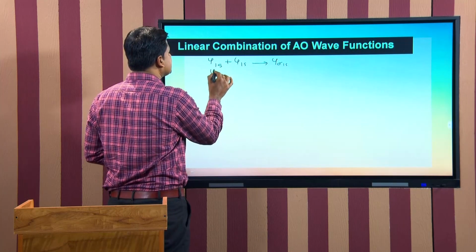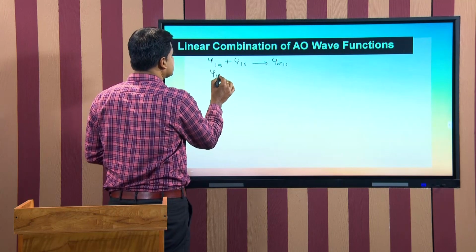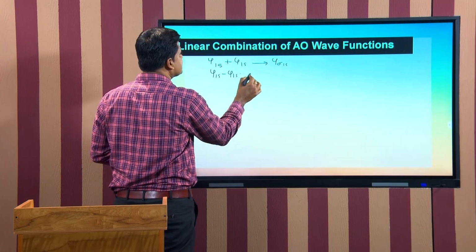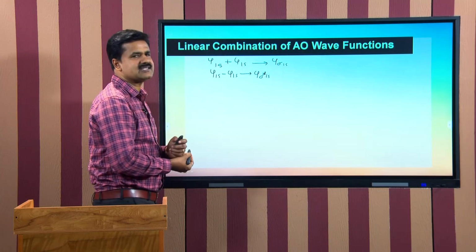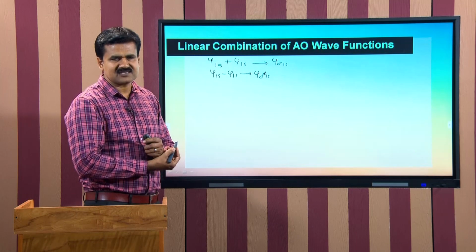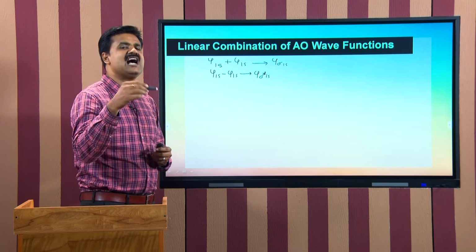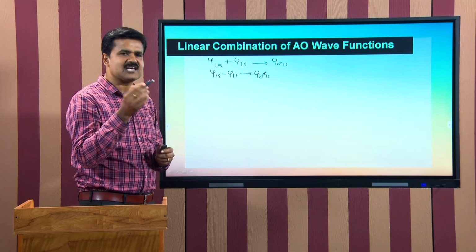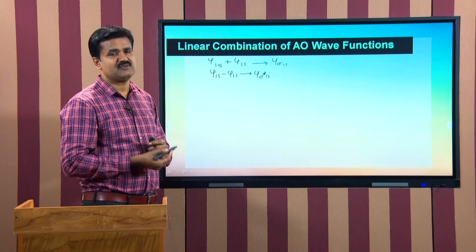We can represent the subtraction combination of 1s atomic orbital wave function like this. Psi of 1s minus psi of 1s gives psi of sigma star 1s. And here I am putting sigma star because sigma star 1s is the antibonding molecular orbital. And the antibonding molecular orbital wave functions are obtained by the subtraction combination of atomic orbital wave functions.